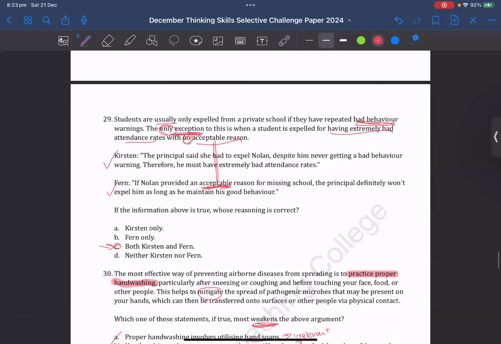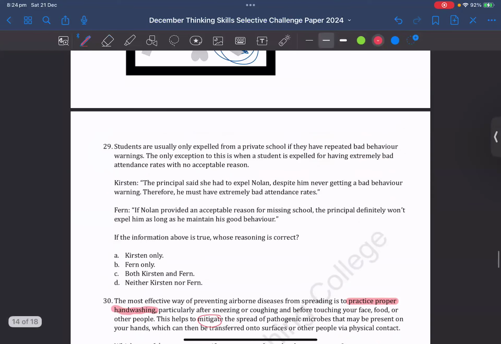Alrighty. So for this question, students are usually expelled if they have repeated bad behavior warnings. So the key thing here is repeated bad behavior warnings. That's one condition. The only exception is if they have extremely bad attendance rate with no acceptable reason. This is the second thing. So it's 1 or 2.